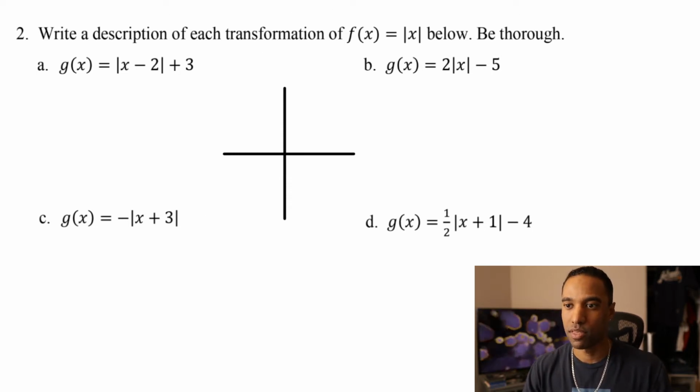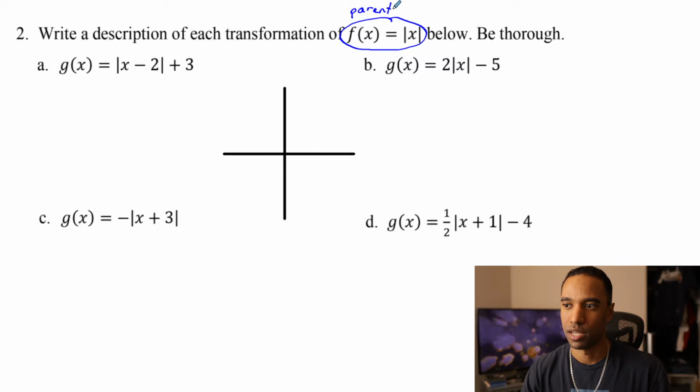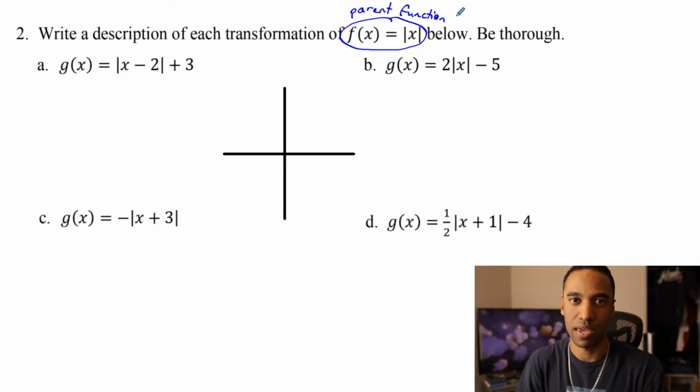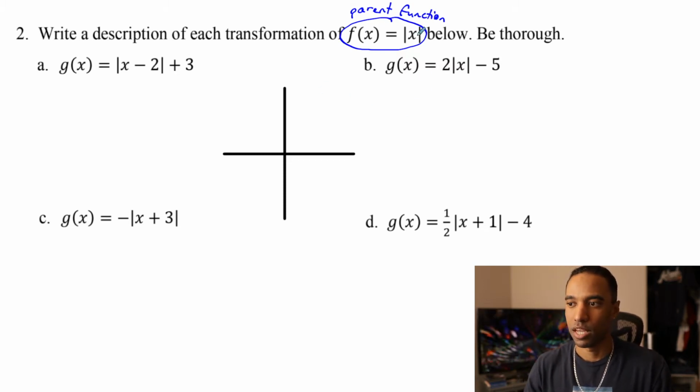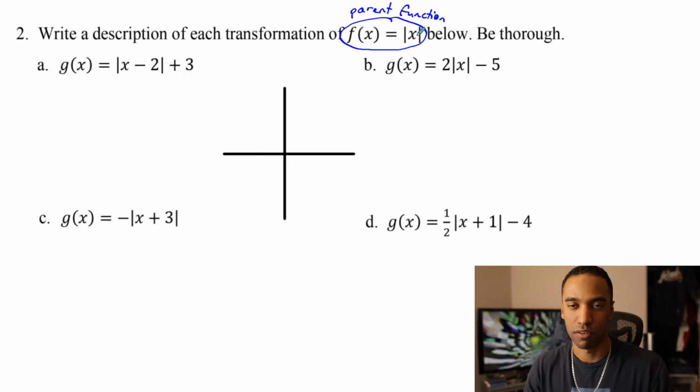But to make sense of this for now, f of x, which I'll draw in blue, this is called a parent function. Now a parent function is a function of its type, this is an absolute value type, that is in its most basic form. There is no vertical or horizontal shift here of the vertex.